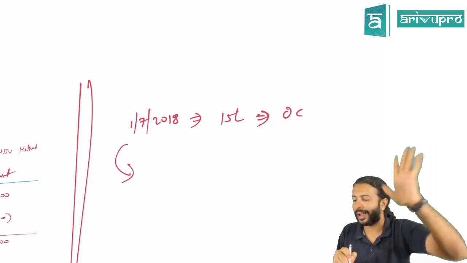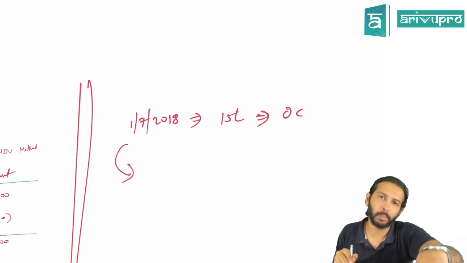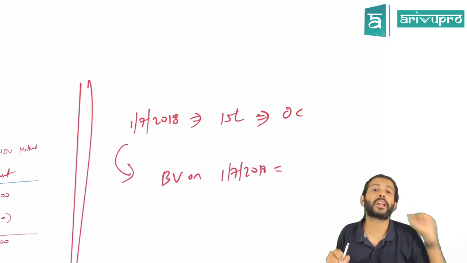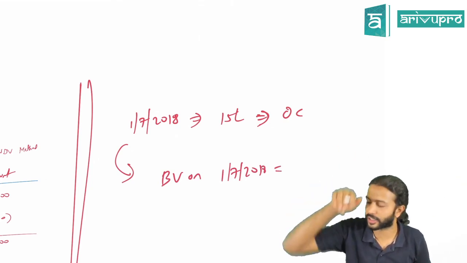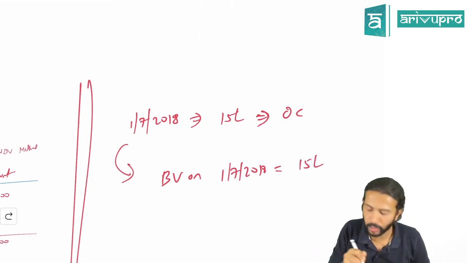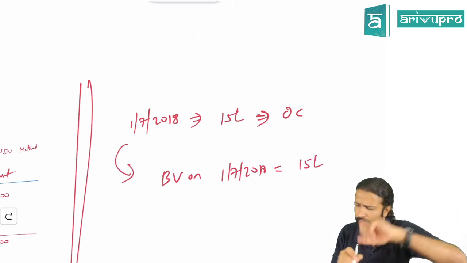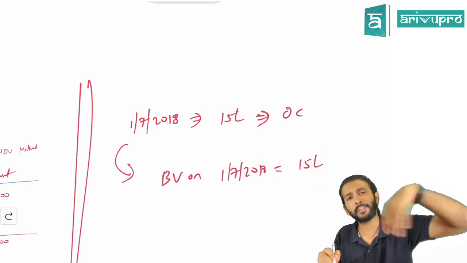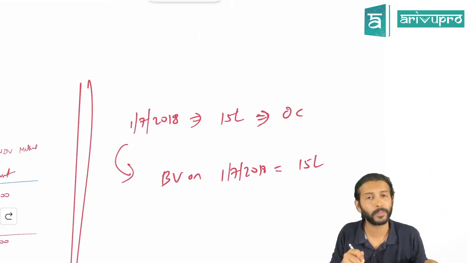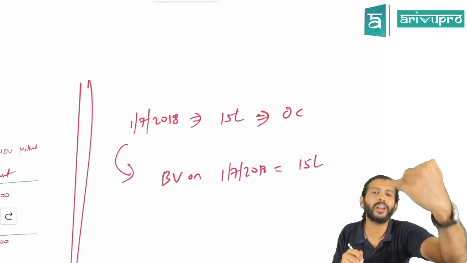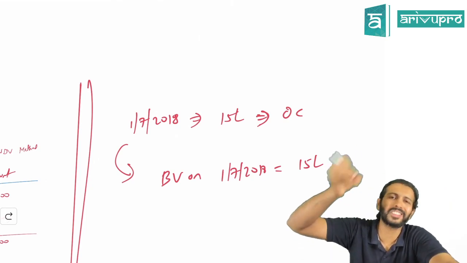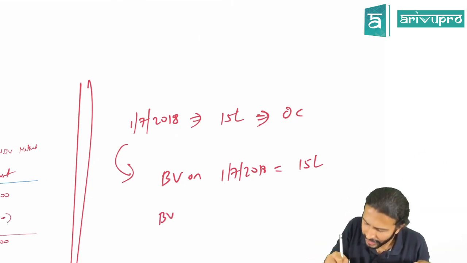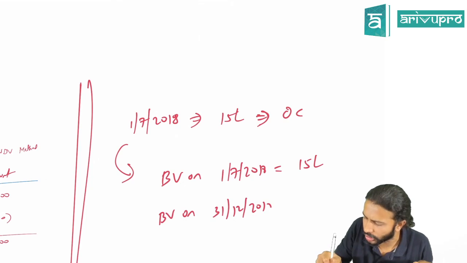Book value means what is the value you will show in your books. What is the book value on 1st July 2018? You bought the asset for 15 lakh, so you will show it at 15 lakh. Does it mean you will show 15 lakh throughout? Even after 5 years, will it be 15 lakh only? No. Due to depreciation, book value will go on reducing. Book value simply means the value of that asset in your ledger, the ledger balance.